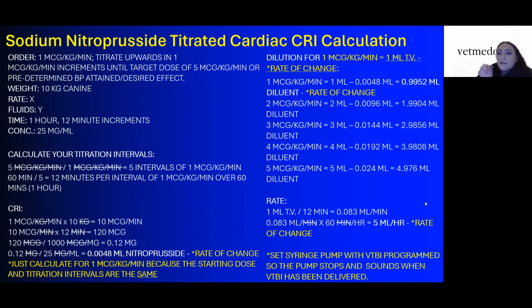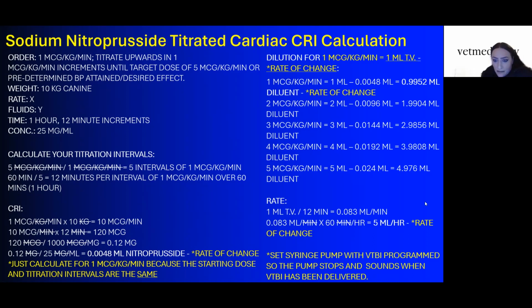So dilution for 1 mic per kg per minute equals 1 mil total volume. This is also a rate of change, so take note of that. 1 mic per kg per minute equals 1 mil minus the 0.0048 mils of nitroprusside volume, and that gives us 0.9952 mils diluent volume. This is also a rate of change.